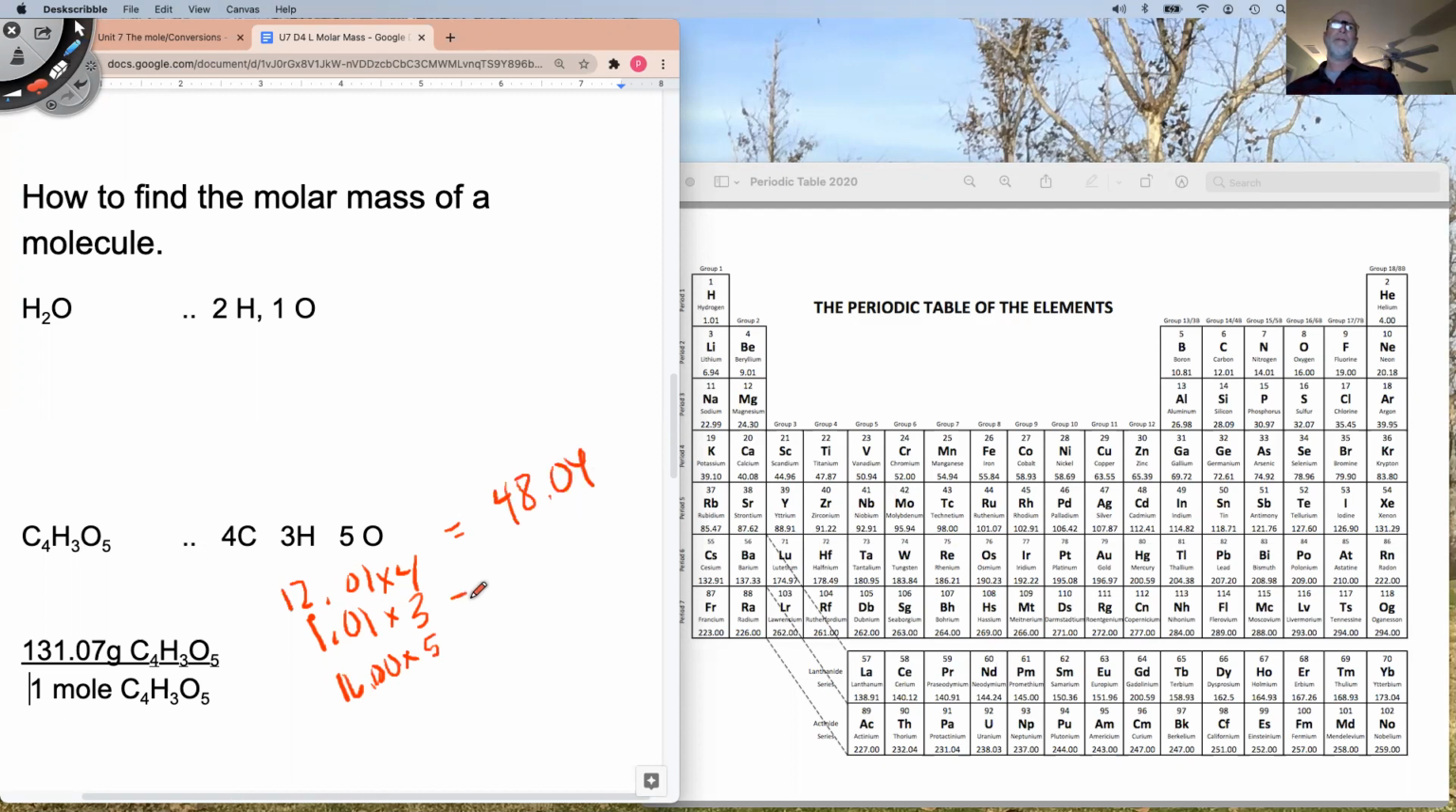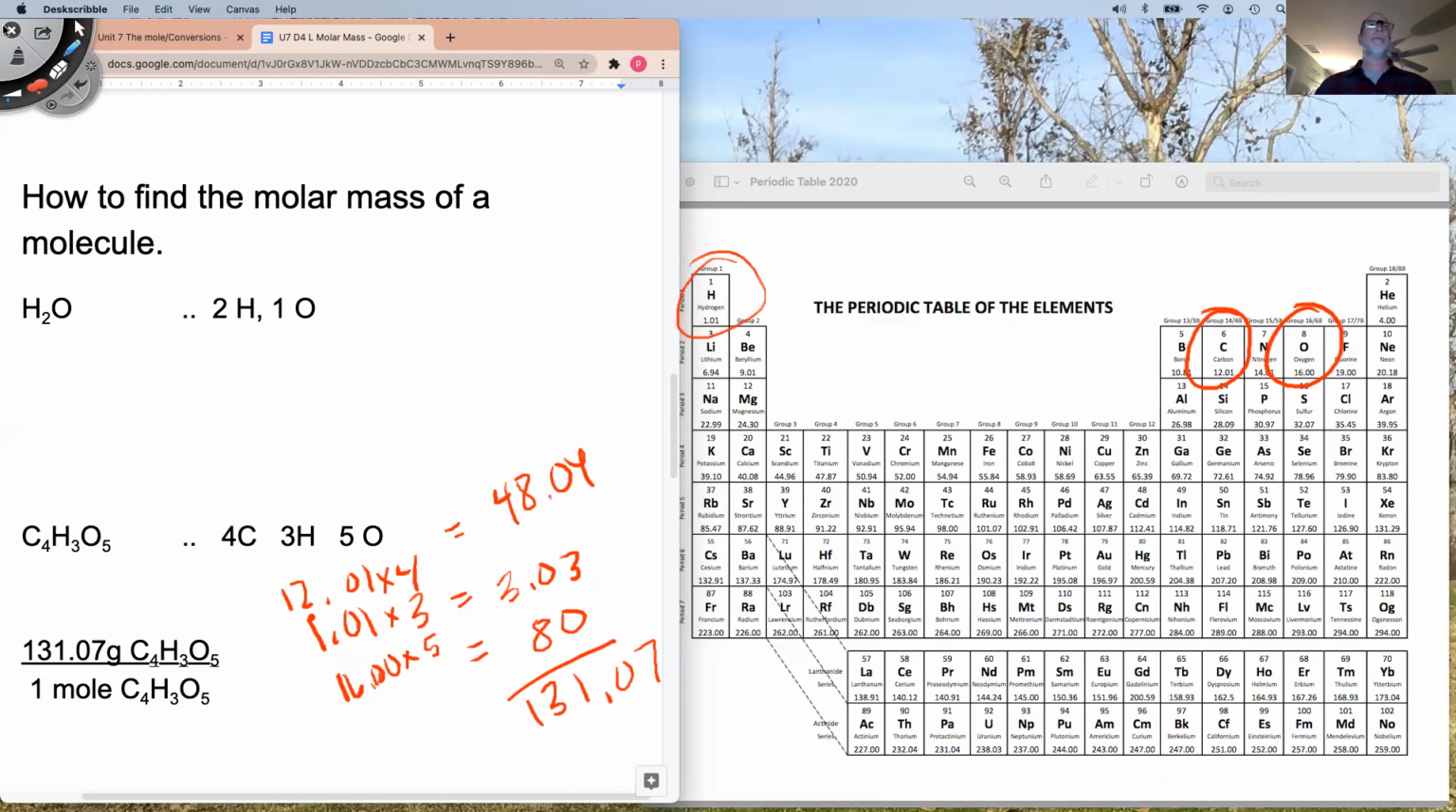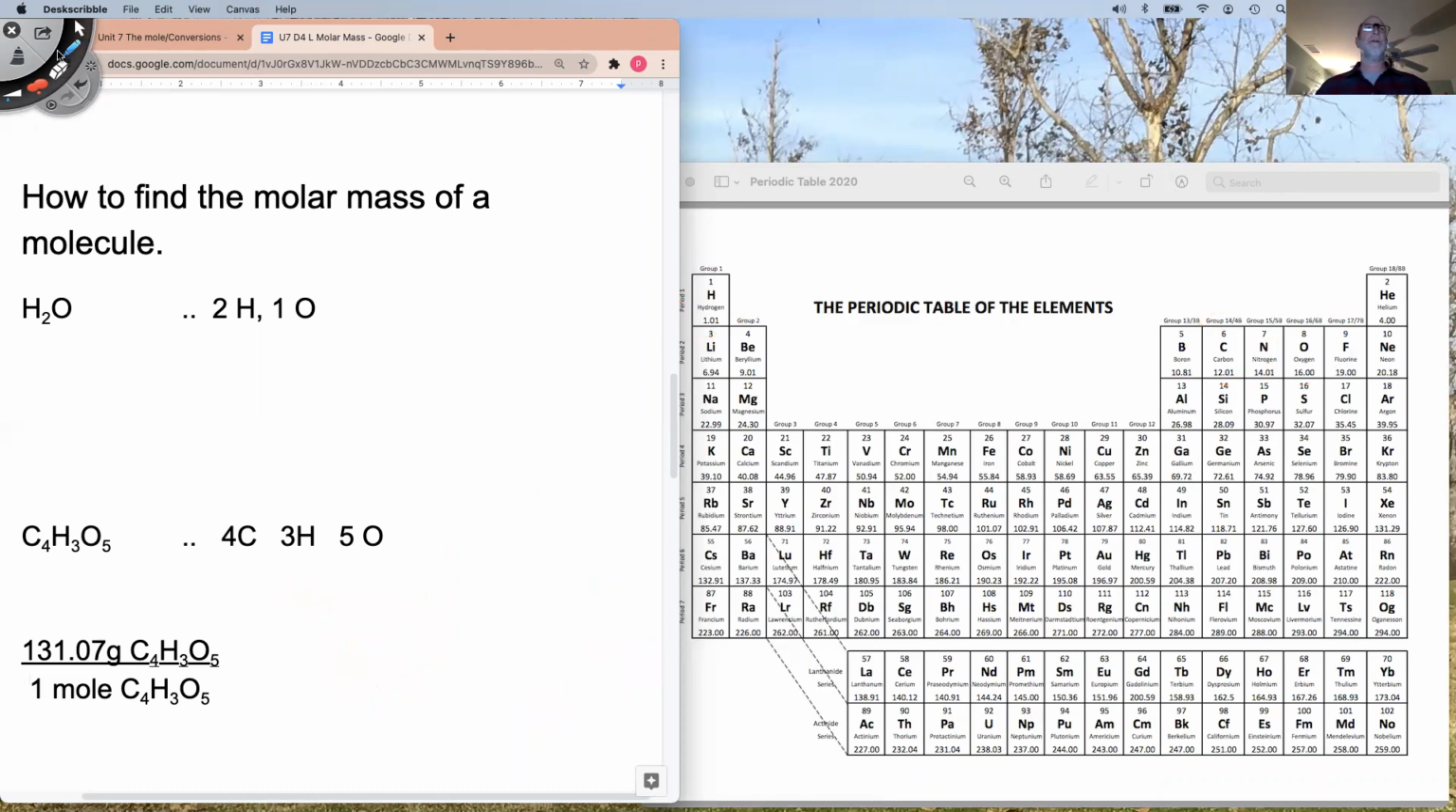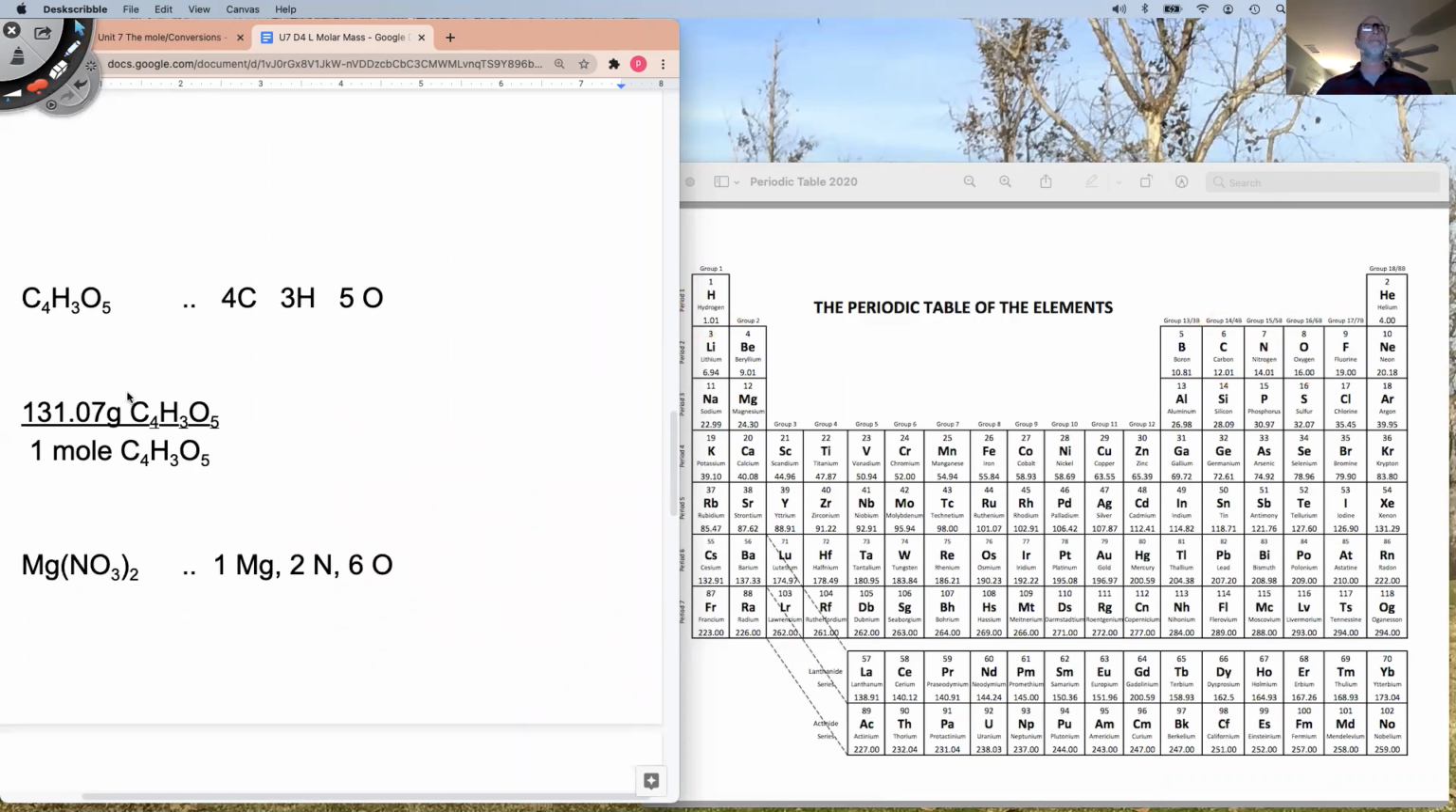That's going to equal 48.04. This one's going to equal 3.03, and 16 times 5 equals 80. Total that up, it's going to be 131.07. And that's where we get these numbers from. Again, that's going to be the carbon, the oxygen, and the hydrogen. That's where we got our numbers. All right, so let's keep going. Let's try a couple more.